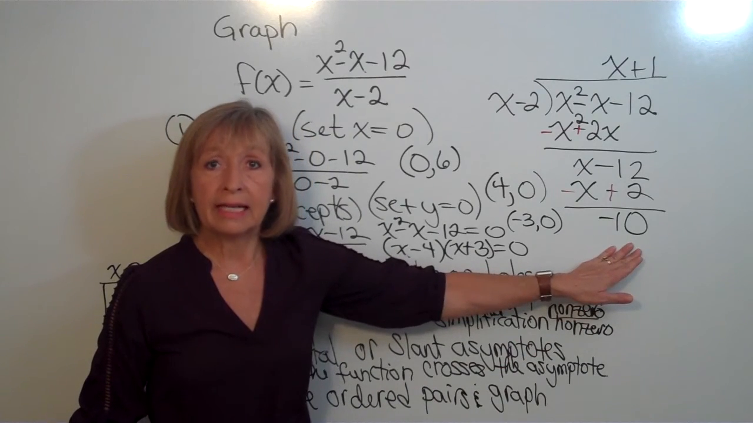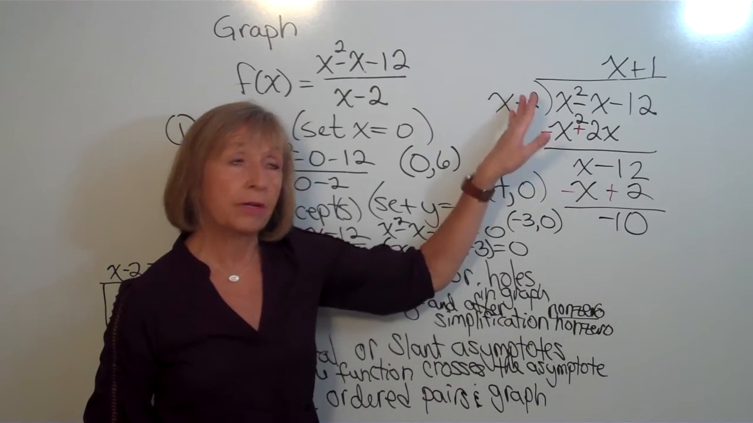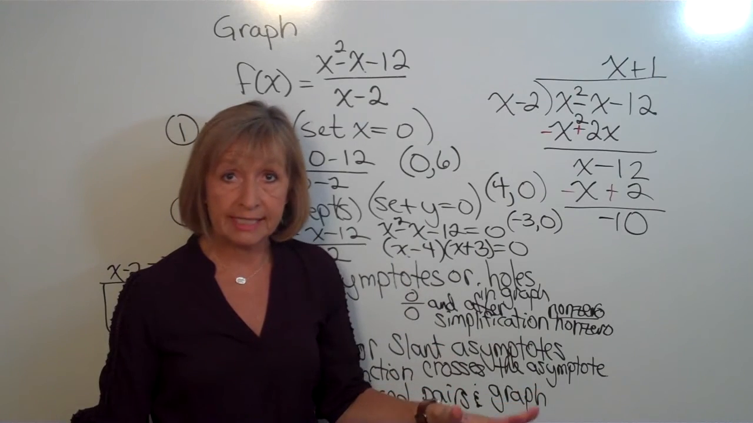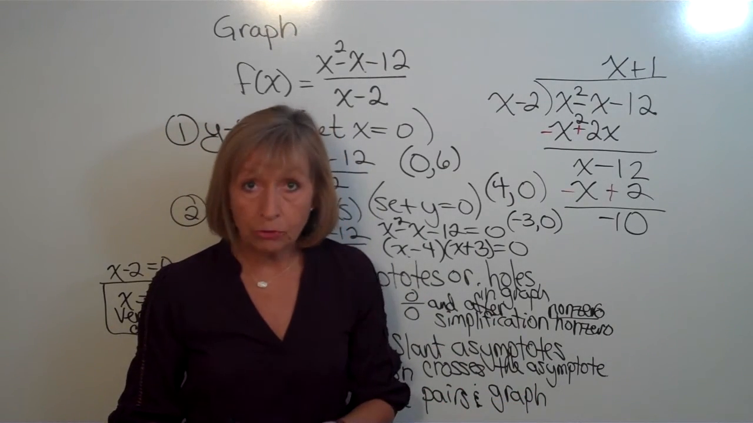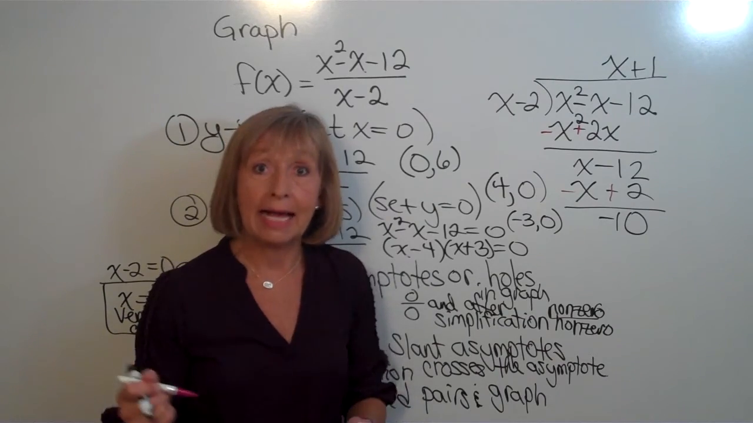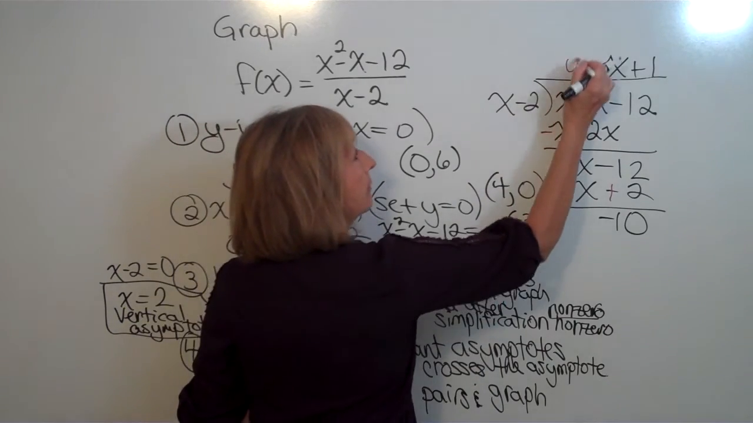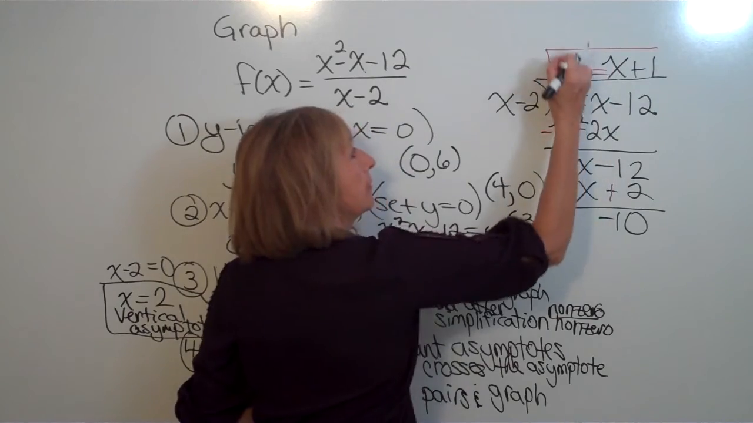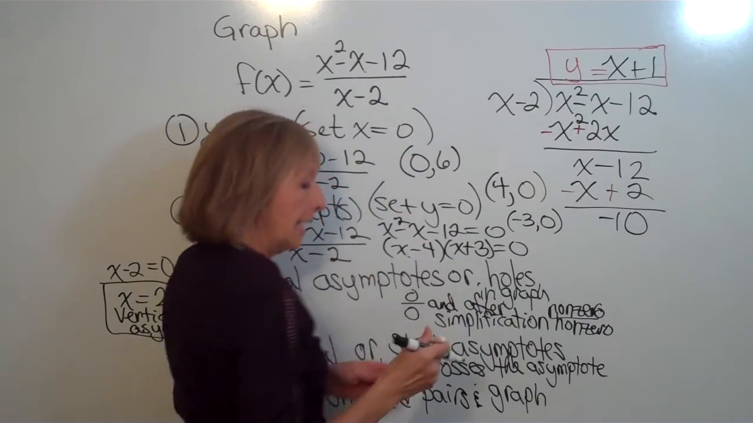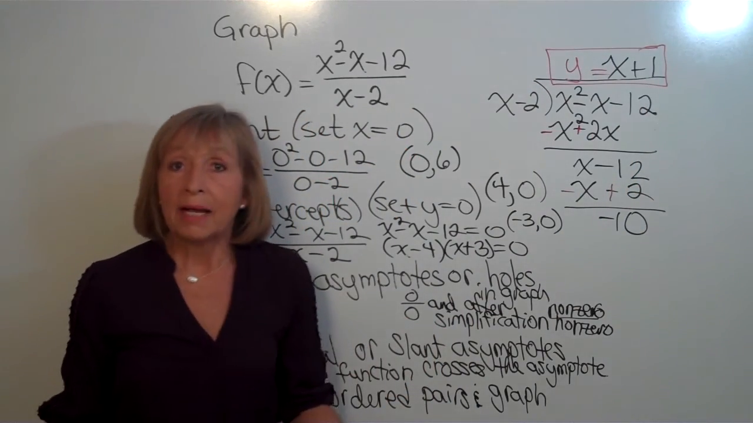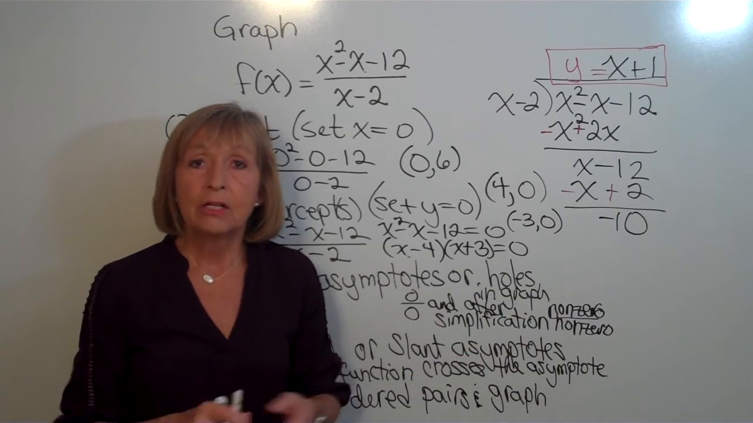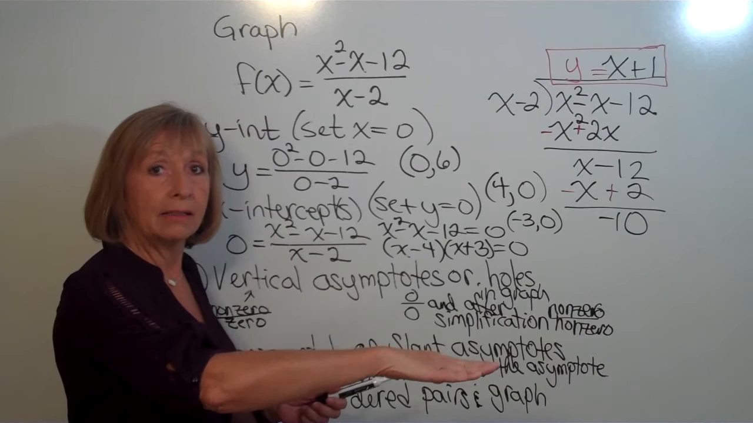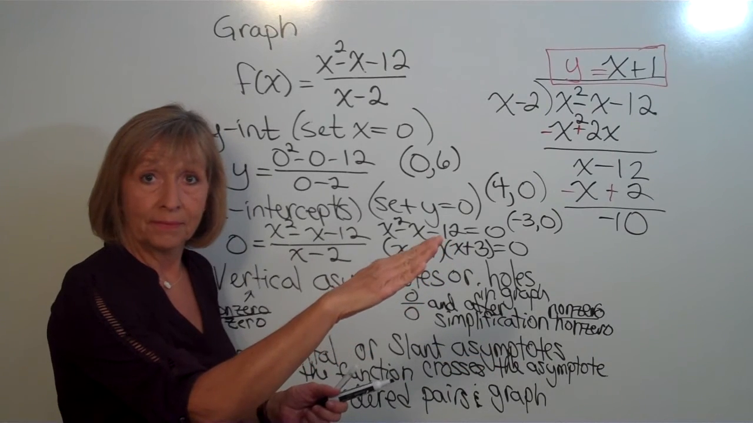And now this degree, negative 10, is smaller than the degree of what I'm dividing by, so my division is done. And y equal the quotient is your asymptote. And in this situation, my asymptote has an x term as well as a constant term, so it's actually going to be a line that has a pitch to it.